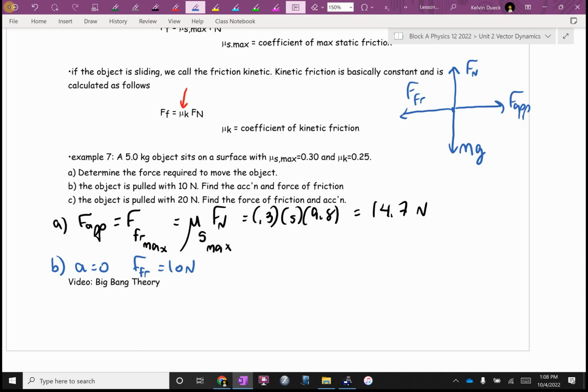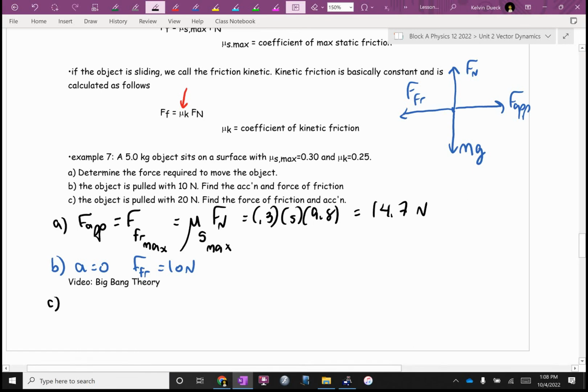Alice, how hard are we pulling in part C? How many newtons? I think you're right. 20. Good. Will it accelerate now? Yes. Because now we're definitely bigger than what was holding us at rest.